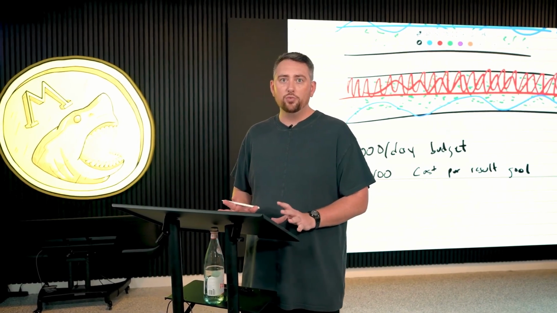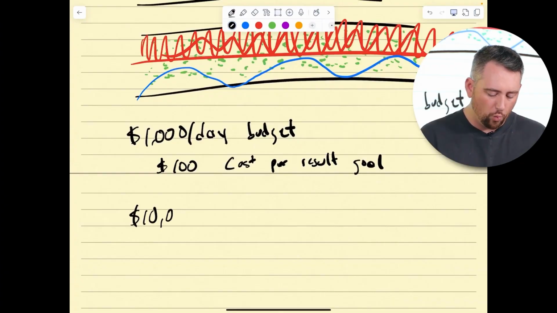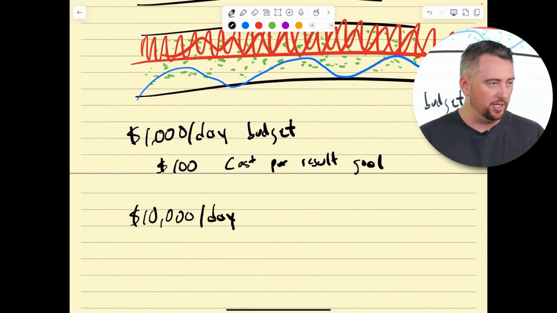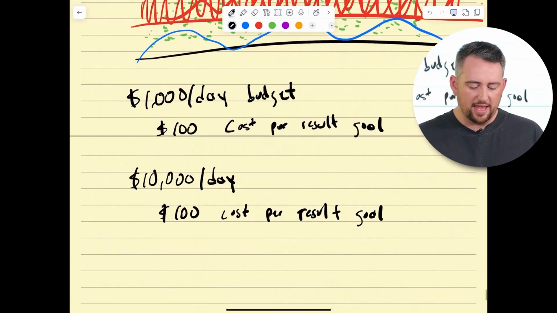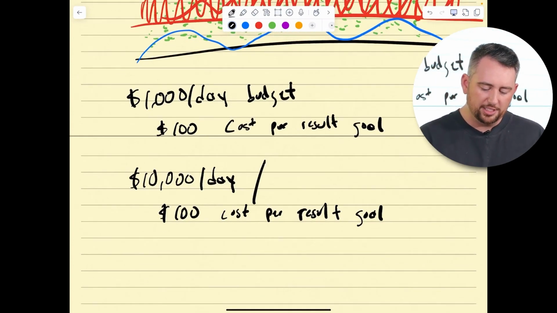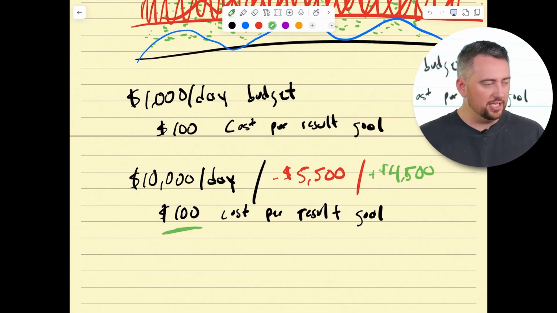Cost per result goals are also really good because they allow you to scale rapidly. One thing that I love as an example, let's say that I'm willing to spend $10,000 a day on a budget, right? And same example, let's say that I have a $100 cost per result goal. And let's use the example that I'm not spending that full amount per day, okay? So let's say that in this example, out of the total day's spend, it's only burning about $5,500, okay? So that means that I have about $4,500 that could have been spent that wasn't spent in that example, okay?